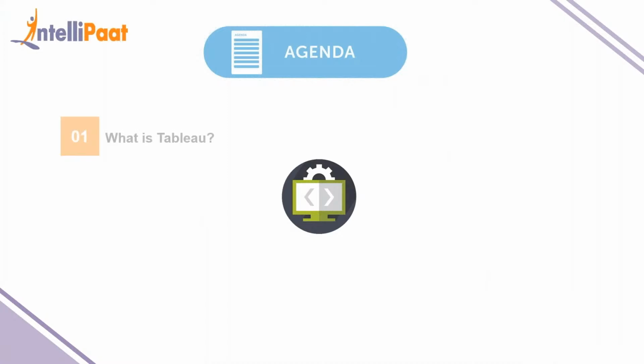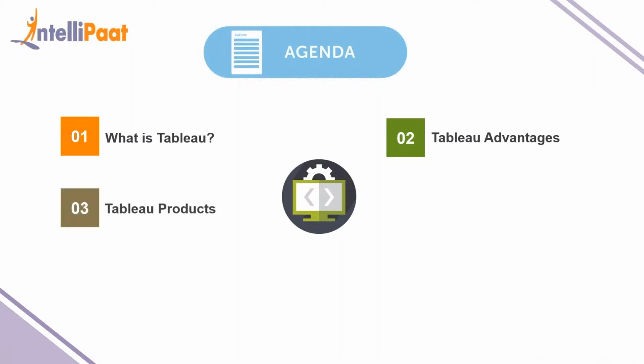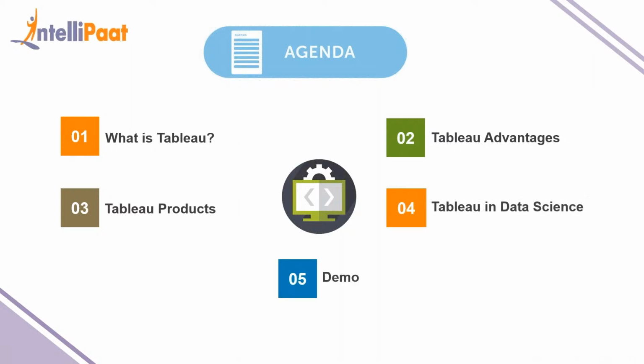So let's take a look at the agenda. The first one is we'll take a look at what is Tableau. We'll move on to take a look at the advantages of using Tableau. Then we'll take a look at Tableau products. So Tableau offers multiple products for multiple environments. We'll take a look at which one's best for you. And then we'll take a look at using Tableau in data science. And then we'll have a demo.